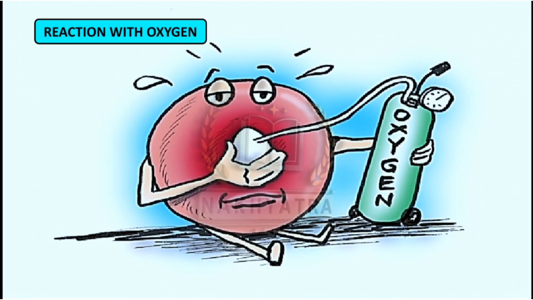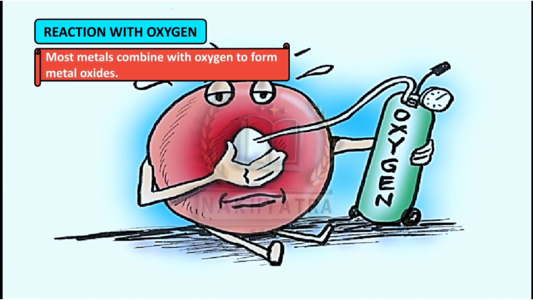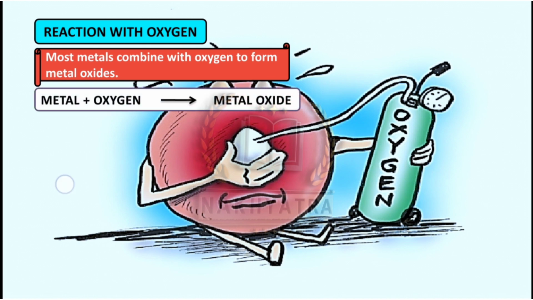Alright, now let us see the first reaction, that is reaction with oxygen. Most metals combine with oxygen to form metal oxides. Now we know that when metals combine with oxygen, it forms metal oxides. So this is the general reaction. Metal plus oxygen gives a metal oxide.